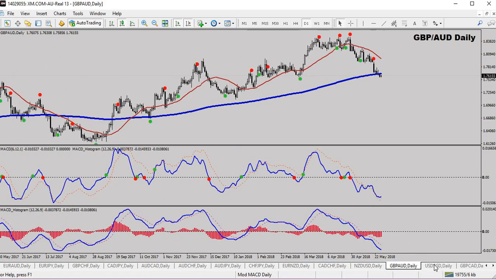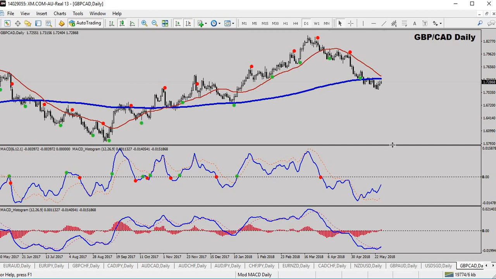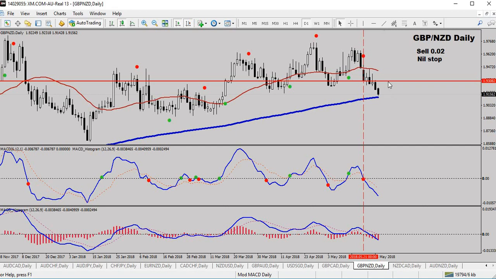Pound Aussie. USD Singapore dollar. Looks like it's trying to roll over, but nothing happening here. Pound Canadian dollar. MAs are getting tight and it's starting to head up again. So we're just watching that for now. What else we got here? Pound New Zealand in a sell in this area here, close to that 240 LMA again. Might be some trade management coming up.